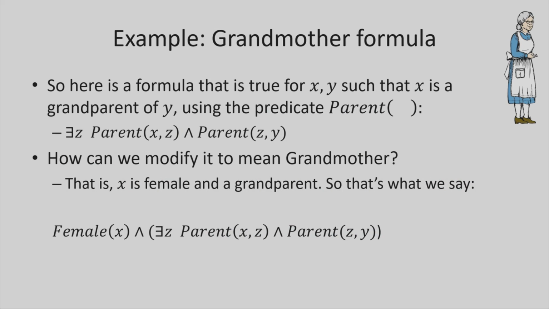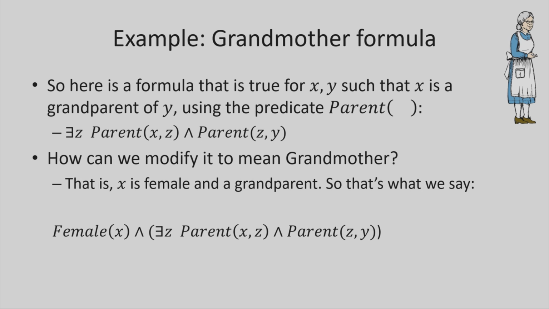Okay, so let's experiment with our formula a little bit more. What if instead of talking about any grandparent, we want to talk specifically about grandmother? Well, the only additional thing that we need is to say that the person who is grandparent is female. And if we have such a relation in our database, we can just say it. So X is a grandmother of Y if X is female and X is a grandparent of Y. And for the second part, we just reuse the same formula as we had before.